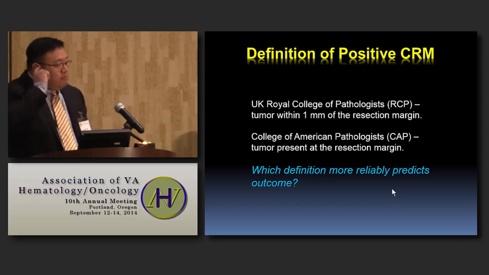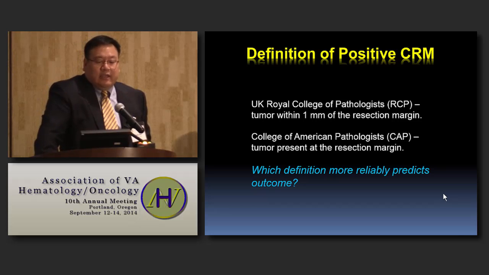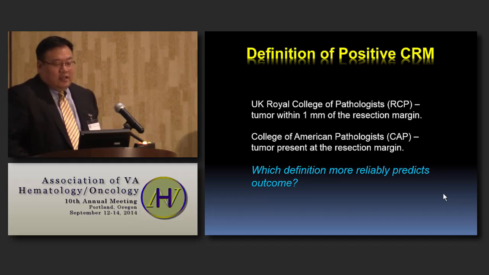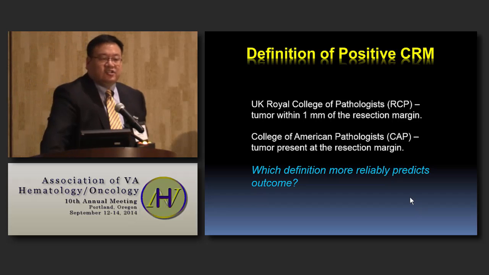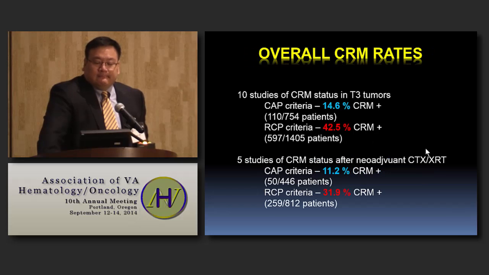Now, the clinical importance of the close margin has been well established for at least rectal cancer, and this has led the UK Royal College of Pathologists to define a positive circumferential margin to include within 1 millimeter of the resection margin. Contrastingly, the U.S. College of American Pathologists defined a positive margin as tumor strictly at the resection margin. So there's ongoing controversy as to which definition more reliably predicts outcome.